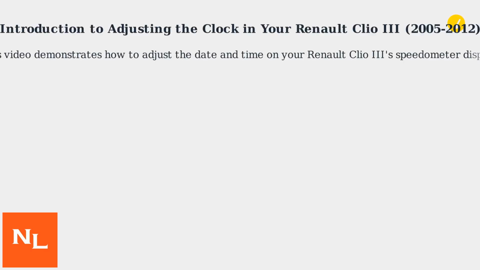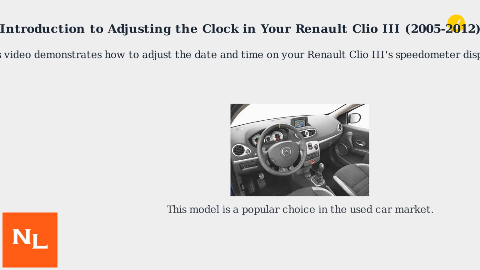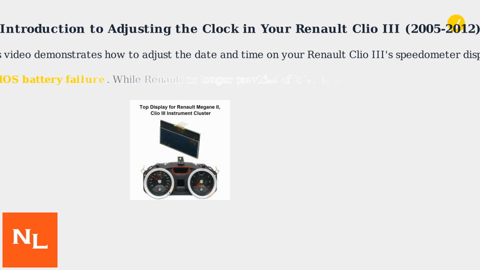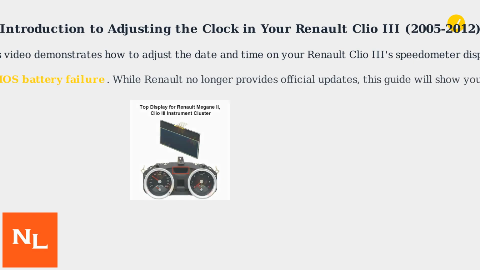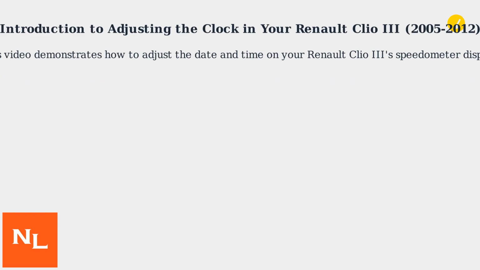This video demonstrates how to adjust the date and time on your Renault Clio III's speedometer display. This model is a popular choice in the used car market. Clock inaccuracies can occur after battery replacement or CMOS battery failure.